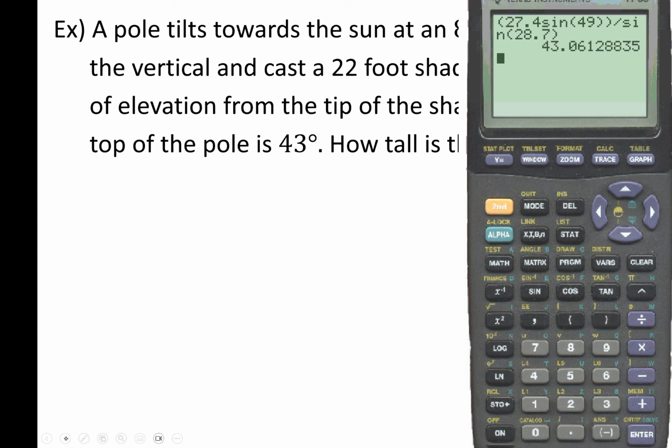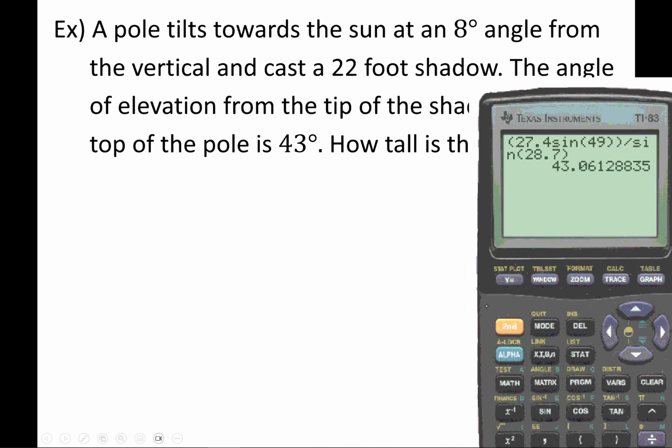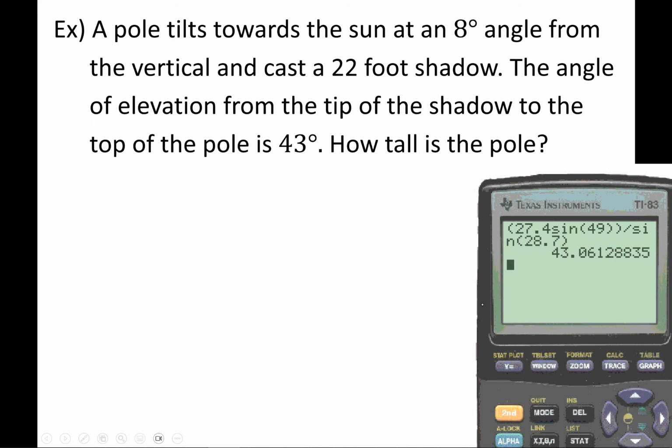So let's do the last example. This is going to be a word problem. Let me move this down just a little bit so I can read it. Okay. So this one says example. Okay, last example for today. This one's a word problem.